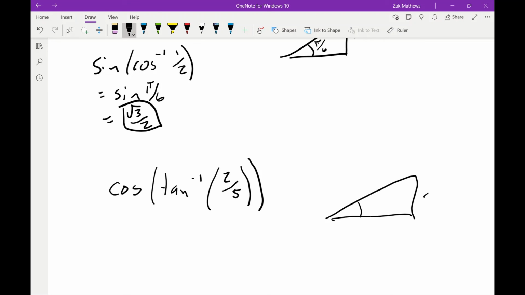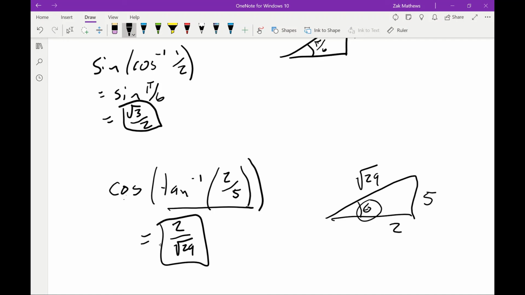Tangent is equal to the opposite over the adjacent. This is whatever the angle is that's at the heart of this problem. I can find the third side by just using the Pythagorean theorem, so I'd have 25 plus 4 is 29, and take the square root of it, 29. And so I know that this inverse tangent is going to give me theta. I don't know what theta is, I don't really care, because I immediately want to know what cosine of theta is, and cosine is equal to the adjacent over the hypotenuse. So I could rationalize that if I want to, but I'm not going to.